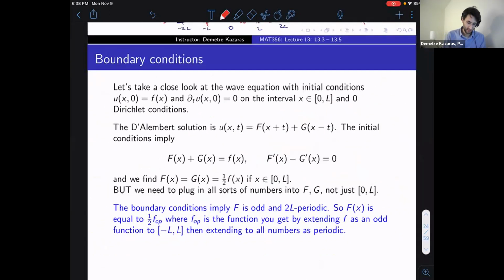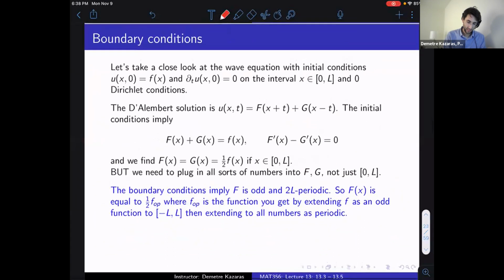What did we just learn? Here's a summary of what just happened. The boundary conditions imply that f is odd. So whatever's going on from 0 to L, it has to be doing kind of the double flip of that on minus L to 0. And it needs to be 2L periodic. So you could say that it's equal to 1/2 f sub OP, where OP is what you get by extending f to be an odd function.